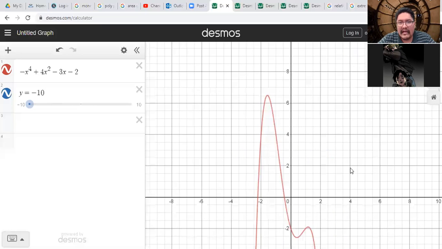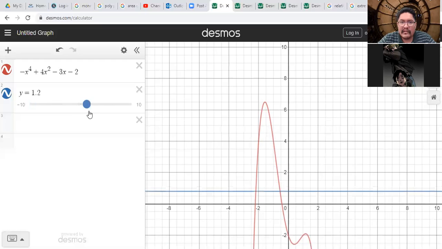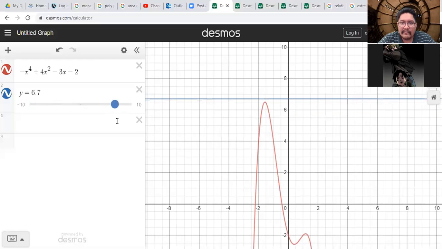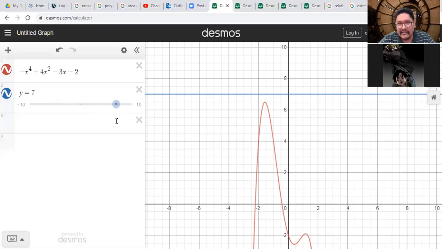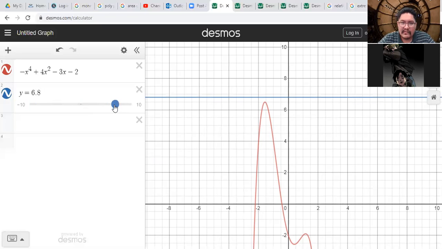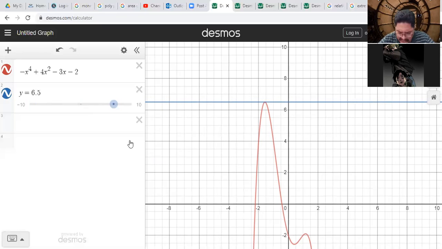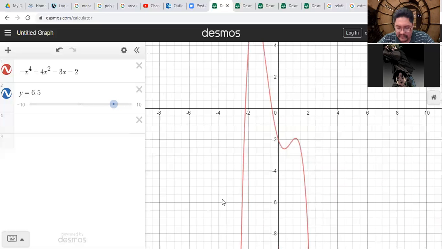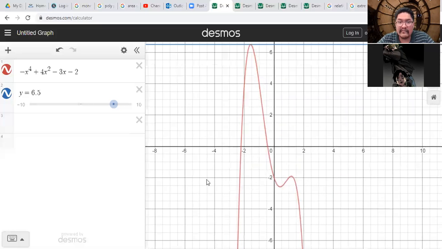Y values, we do have a maximum. If I wanted a y value of, say, 7, that can't happen. 7 is not in the range. The highest number I can pick would be about this 6.5 number, which I think actually is 6.5. Oh, what do you know? The range is actually 6.5. So all y values less than or equal to 6.5. Looking at the end behavior, again, it goes down in both directions. And then the relative minimums and maximums.